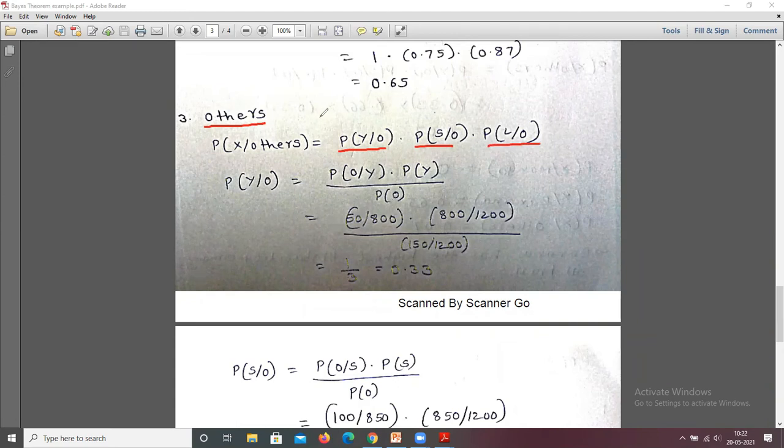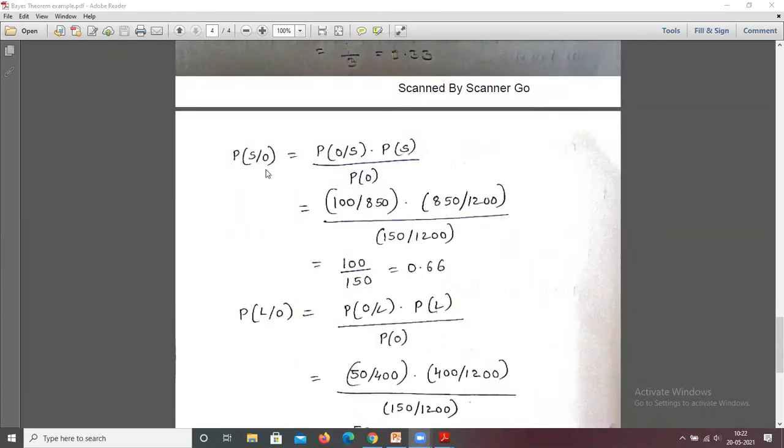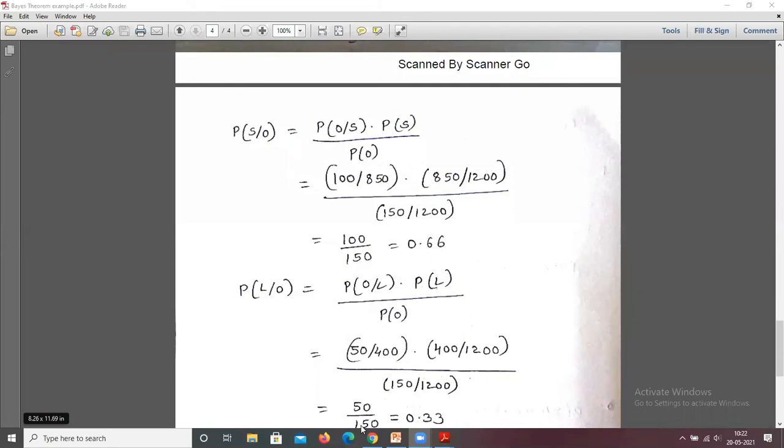So what we did in our previous case: P of Y by O. This is not 0, it is O, that means others. So yellow by others, if you substitute, we got 0.33 as the answer. Similarly, P of S by O, we got 0.66 as the answer. For probability of L by O, we got 0.33 as the answer.